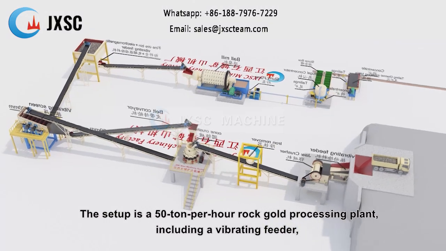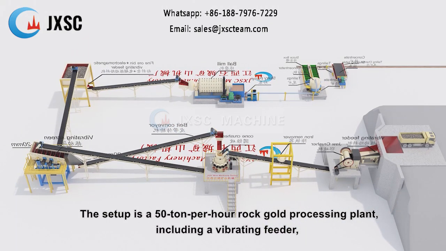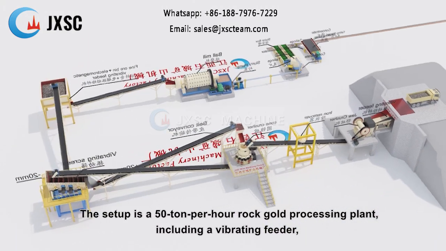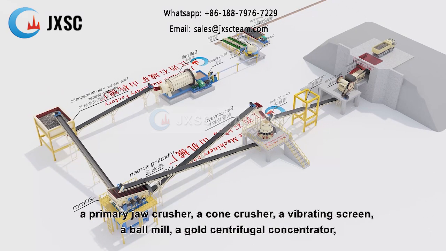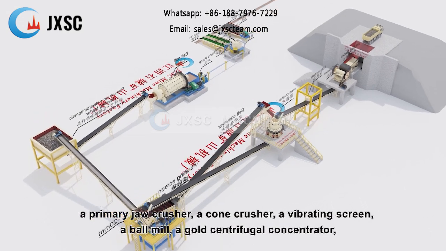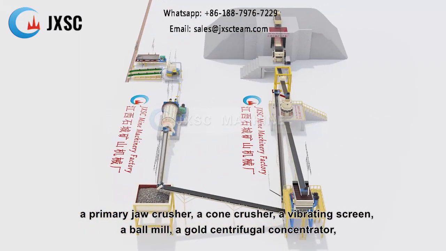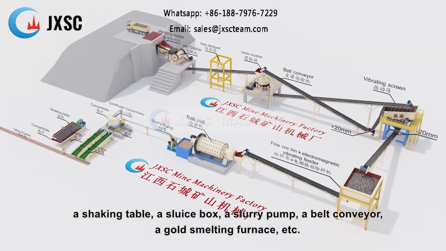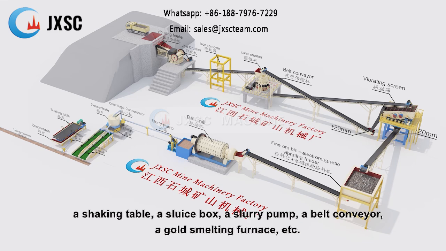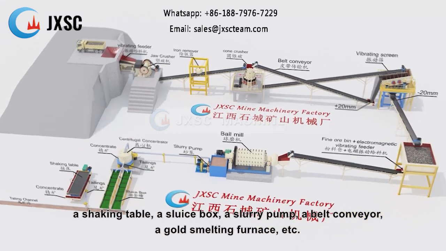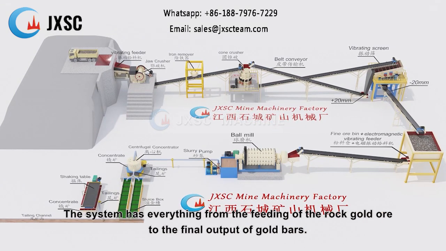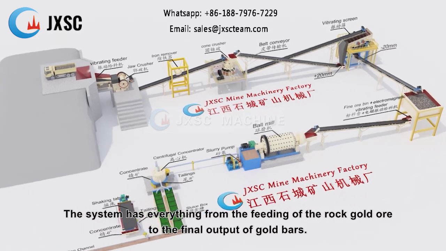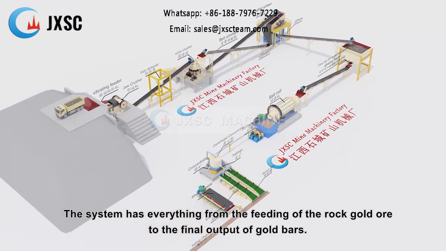The setup is a 50-ton-per-hour rock gold processing plant, including a vibrating feeder, a primary jaw crusher, a cone crusher, a vibrating screen, a ball mill, a gold centrifugal concentrator, a shaking table, a sluice box, a slurry pump, a belt conveyor, a gold smelting furnace, etc. The system has everything from the feeding of the rock gold ore to the final output of gold bars.